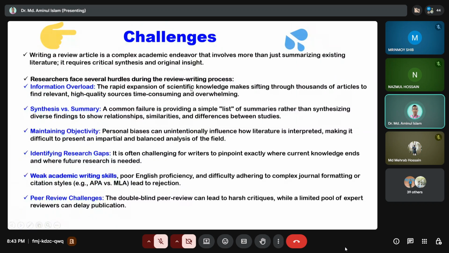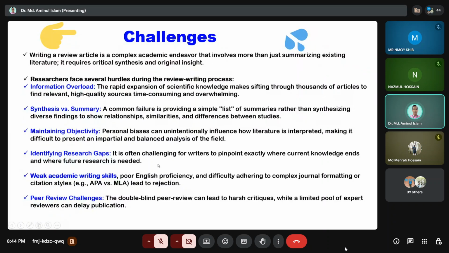And another thing is, a common failure is providing a simple list of summaries rather than synthesizing diverse findings to show relationships, similarities, and differences between studies. Then it is also difficult to maintain objectivity. And nowadays, it is also difficult to find the research gap in writing a review. So you need to read more and more to find out the research gap.